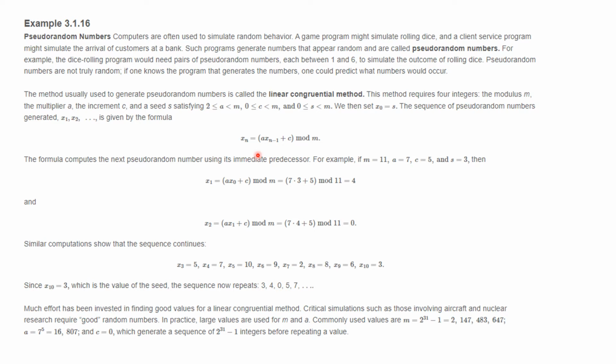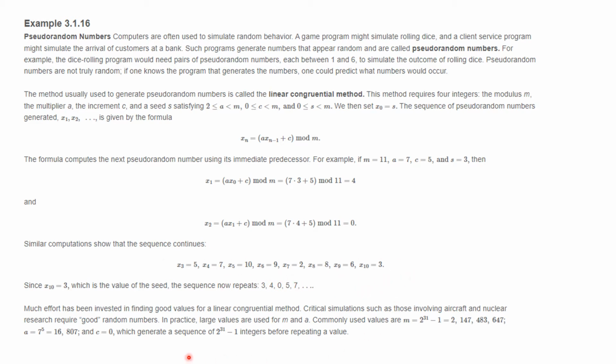The sequence is generated recursively by the formula that x sub n is equal to a times x sub n minus 1 plus c, and then you take this mod m. Again, it's the modulus m, the remainder after you divide by m. So the formula computes the next pseudo-random number using its immediate predecessor. And here's an example. If m is 11, a is 7, c is 5, and the seed s is 3. And so x1 ends up being 4, and the next one ends up being 0. And so you could continue doing this, and here's some additional calculations.